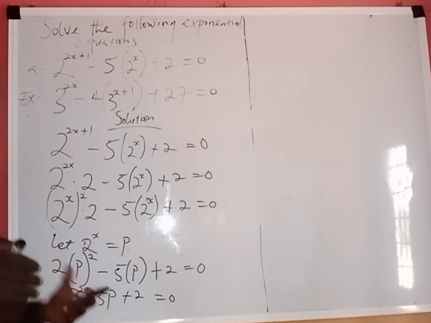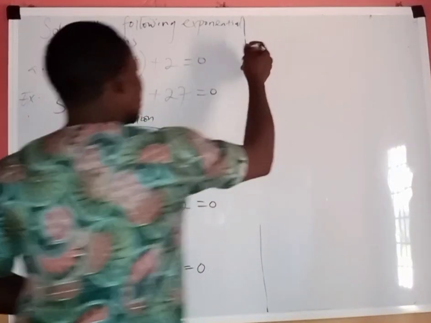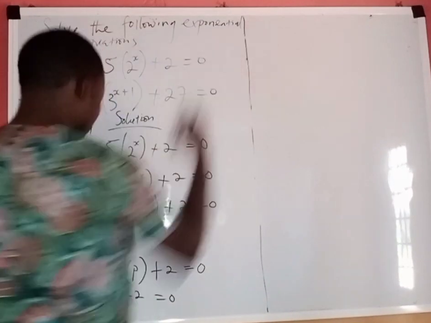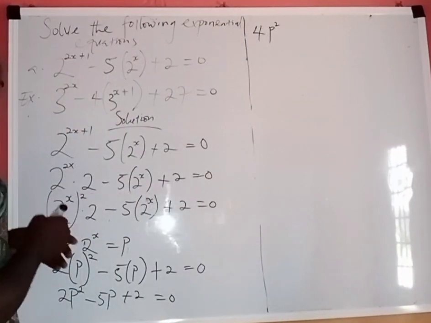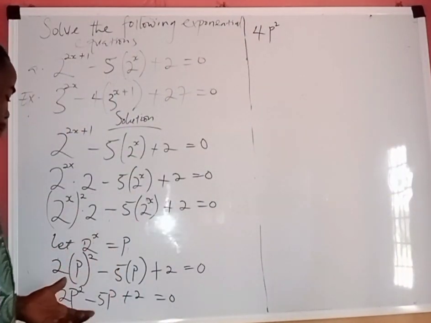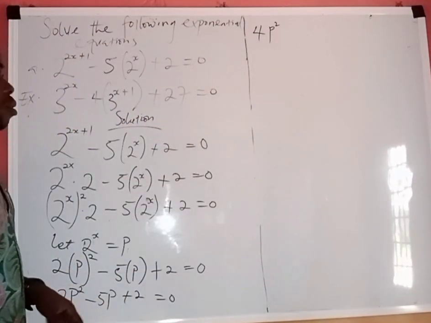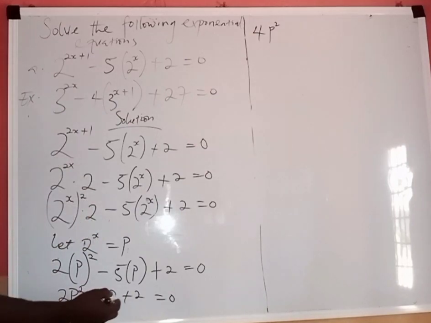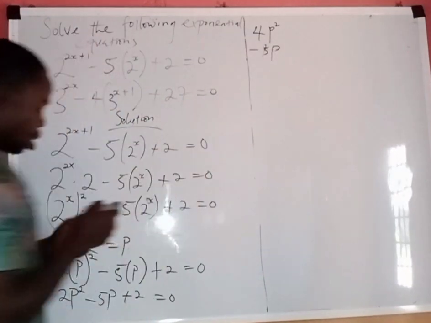But I'm going to be employing the factorization method to solve this. The factorization method tells you to multiply the first term by the last term. If you multiply the first term by the last term, you'll have 4p squared. So what we are going to do is look for the factors of this 4p squared that, when we sum those two factors, give us minus 5p. It's actually going to give us the second term.